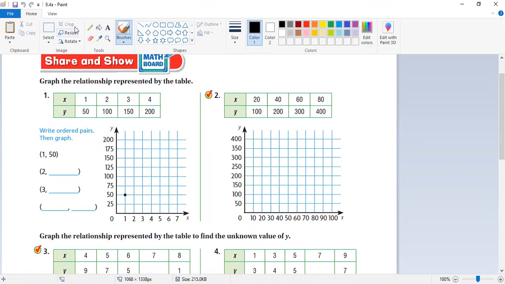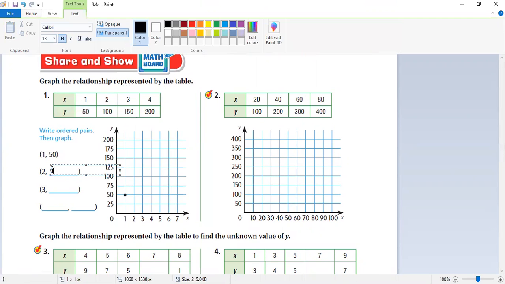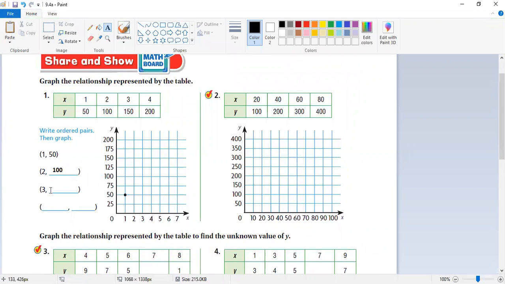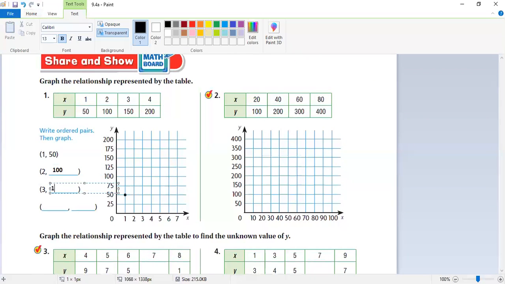So first let's complete this table here. Graph the relationship represented by the table. When x is 1, y is 50. When x is 2, what is y? It is 100. When x is 3, it is 150, right? And when x is 4, y is 200. So keeping these points, we are going to draw the graph.